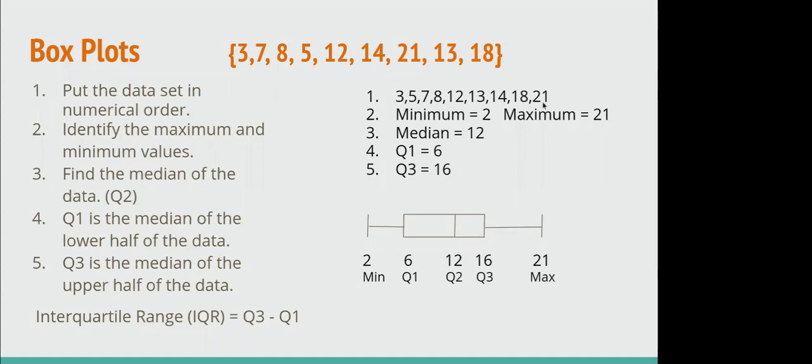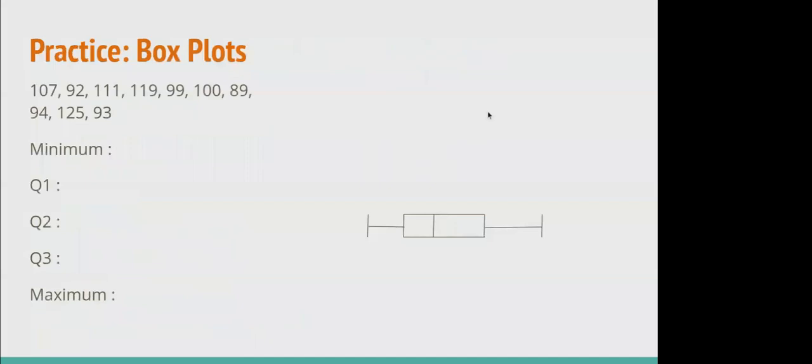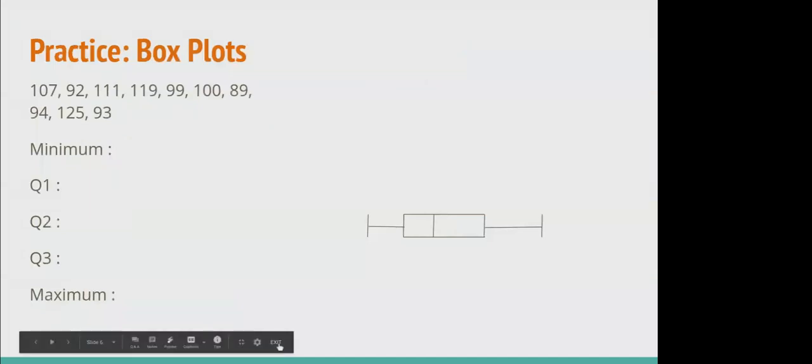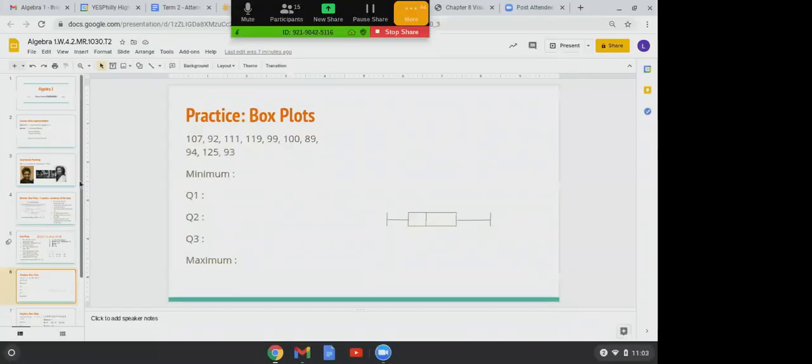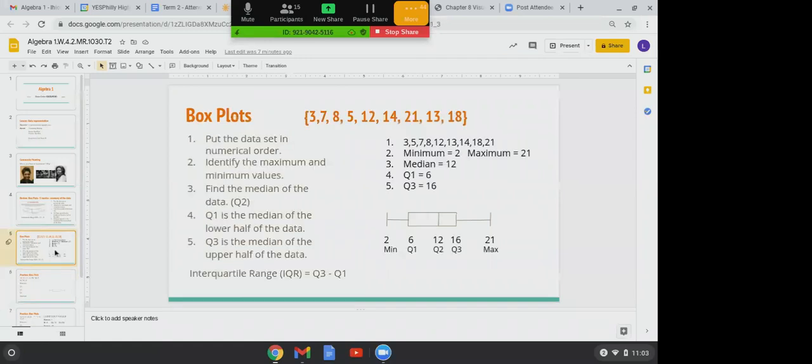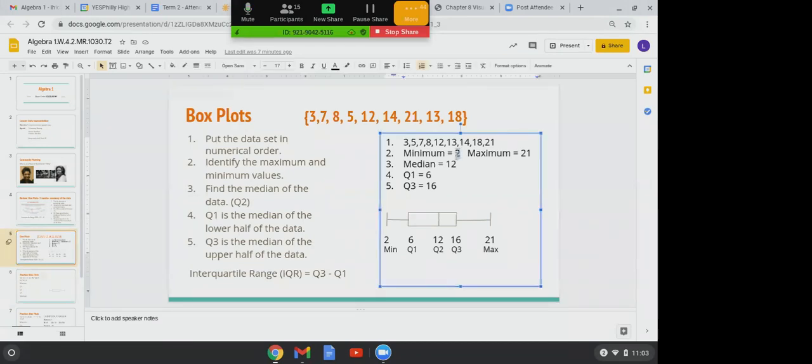That doesn't make sense. Oops, wait a minute. Excuse me. I need to go back a slide, because the minimum value is not 2, it is 3. And I apologize for that. All right. Now let's go back.